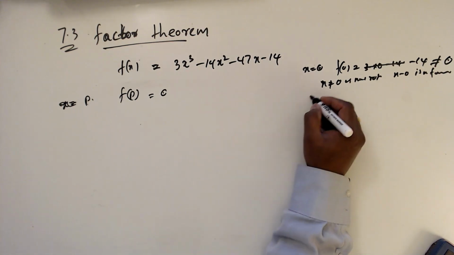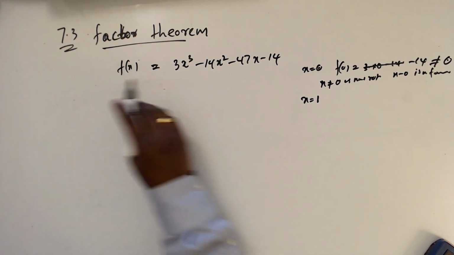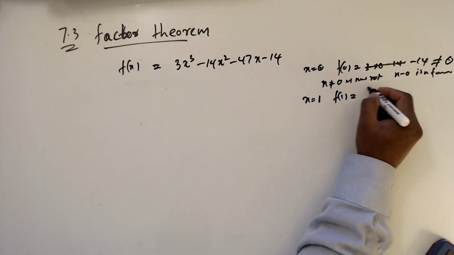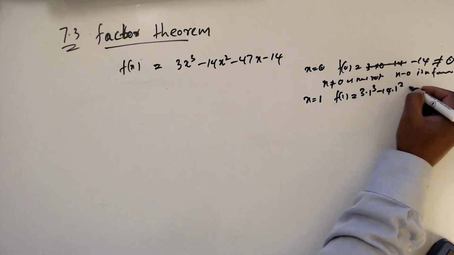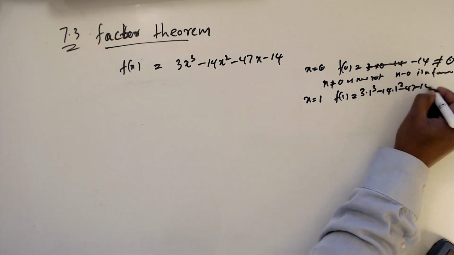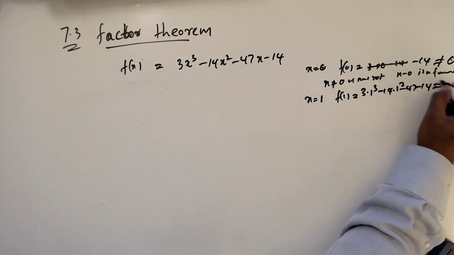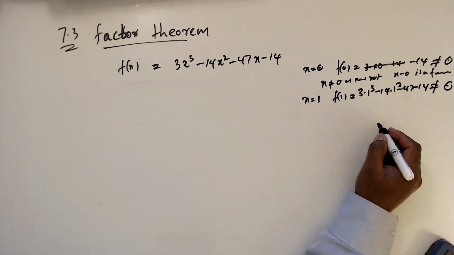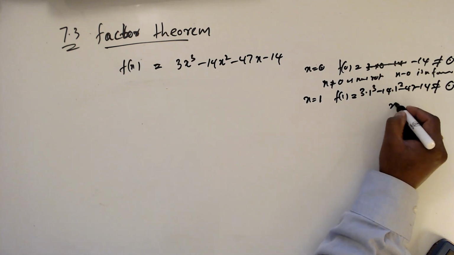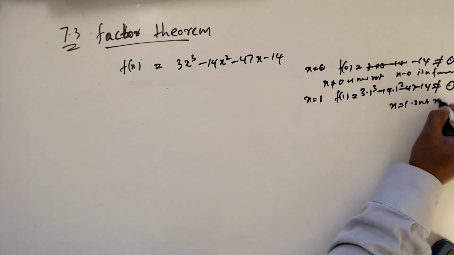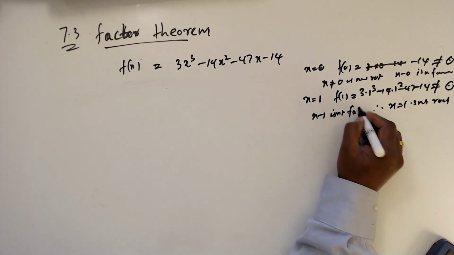Now we'll try another one. x equal 1. Then f(1) is 3 times 1 cubed minus 4 times 1 squared minus 47 minus 40. And when you simplify, I can say that this is not equal to 0. Then x equal 1 is not a root. Hence, x minus 1 is not a factor.